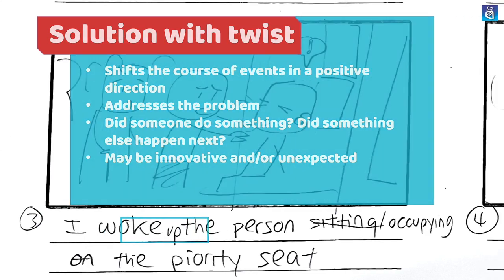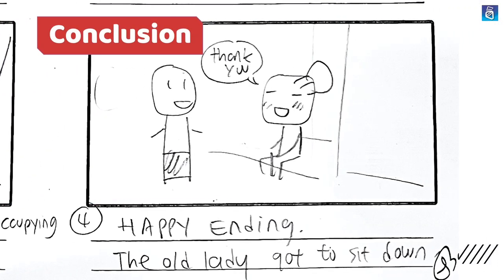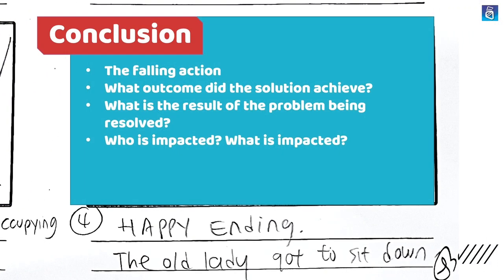That leads us to the conclusion. What is the final outcome? Was the problem solved? How did the problem and solution eventually affect the situation? Here, we have a happy ending where the elderly lady got to sit down and thanks the protagonist for his help.